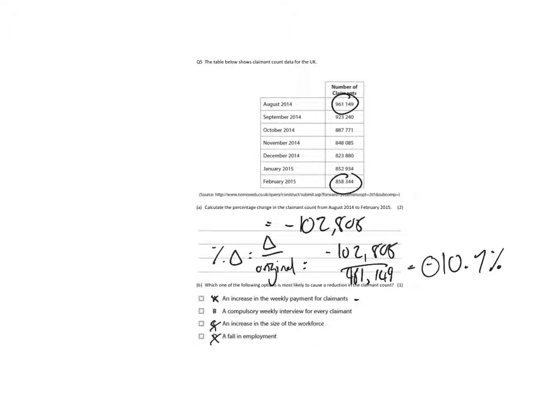A compulsory weekly interview for every claimant, that may well see a reduction in the claimant count, either because it will deter people, because there's an opportunity cost in terms of their time for attending that interview, or it may be that through that interview process the job centres are able to weed out people who haven't been actively seeking work, or maybe who are attempting to claim fraudulently. So a compulsory weekly interview for every claimant should go some way towards reducing the numbers registered through the claimant count.